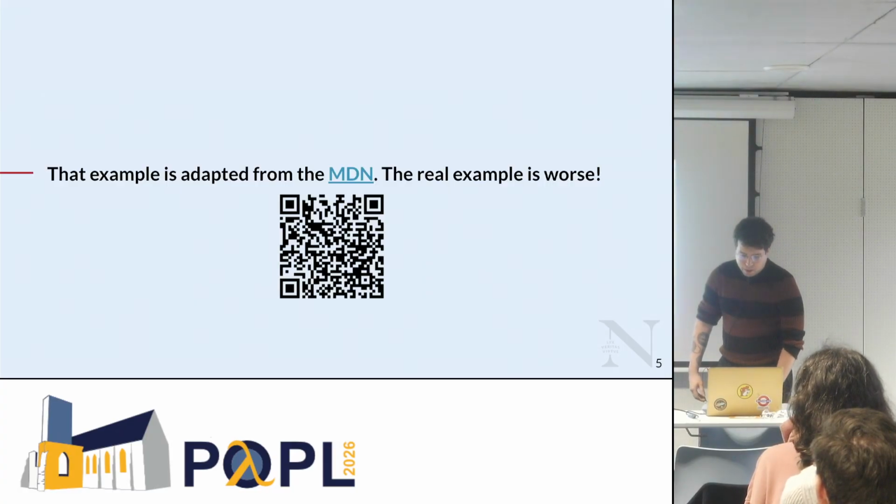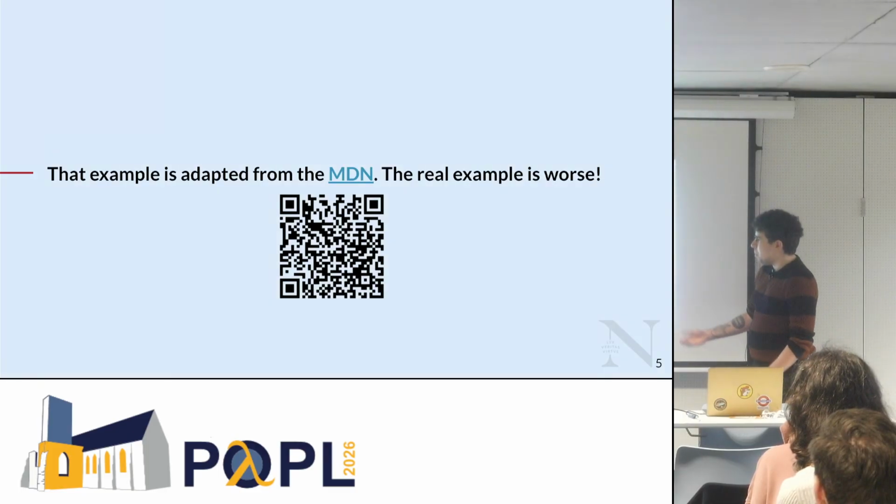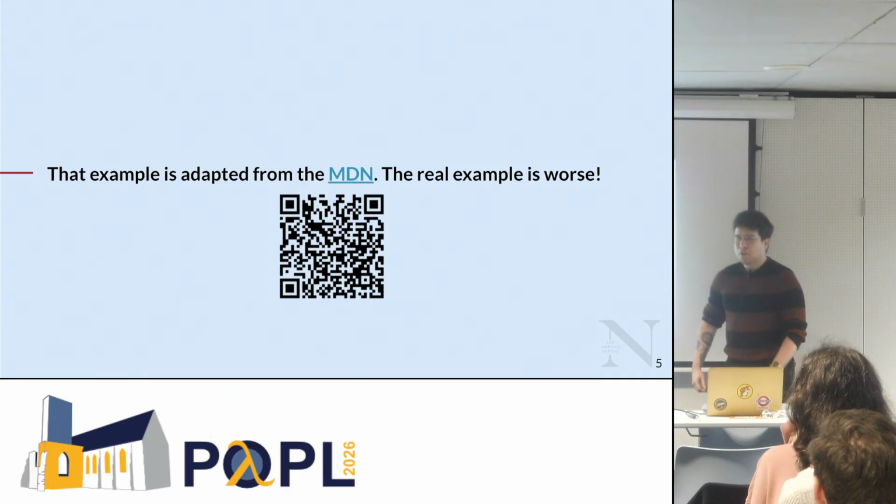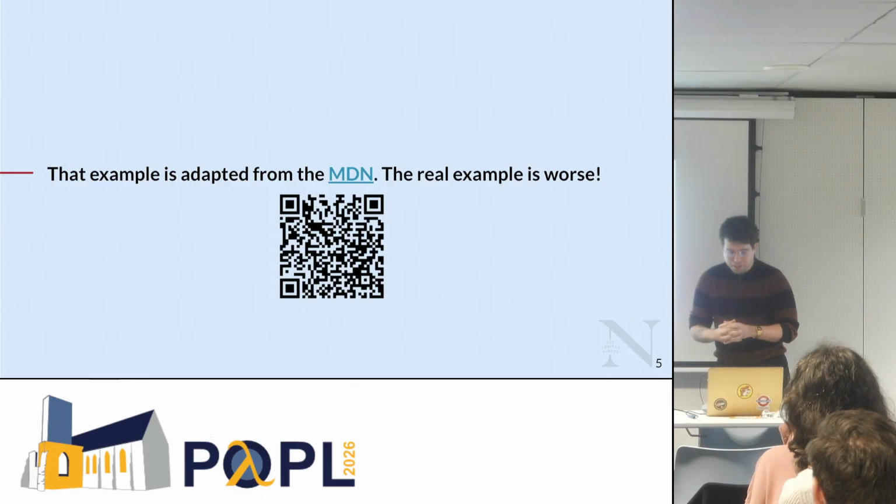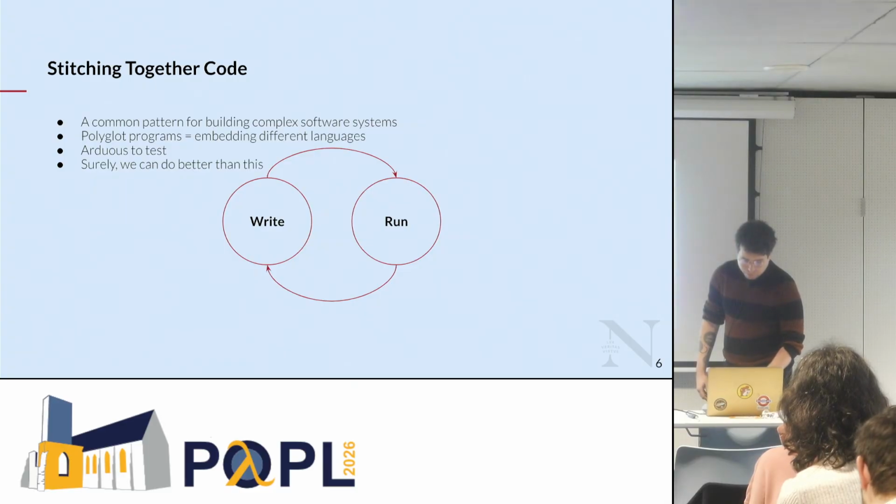So this example is not pulled from the air. It's adapted from the MDN, which is a popular resource for people who learn about web development. The real example is actually worse. I have a link to it if anybody's interested. And it involves GLSL, HTML, and untyped JavaScript. It's terrible. So we can surely do better than that.